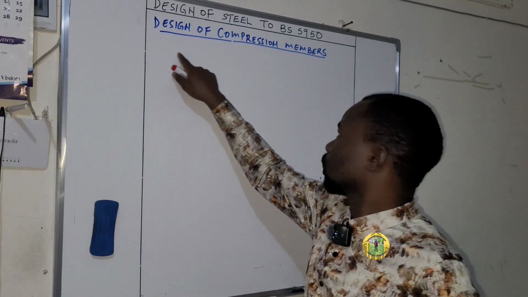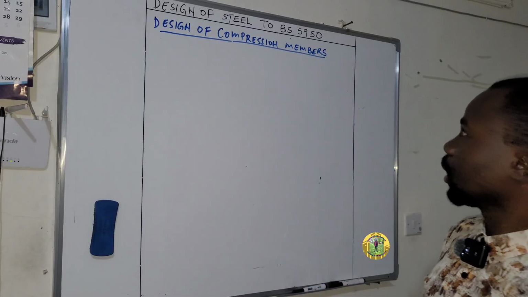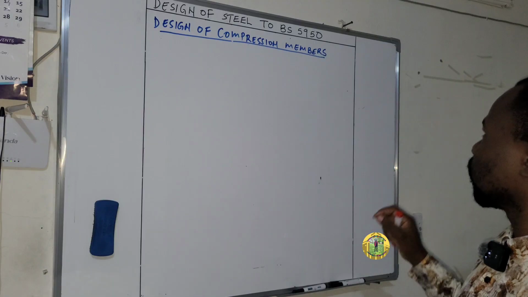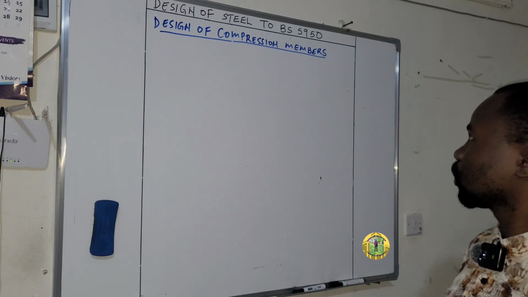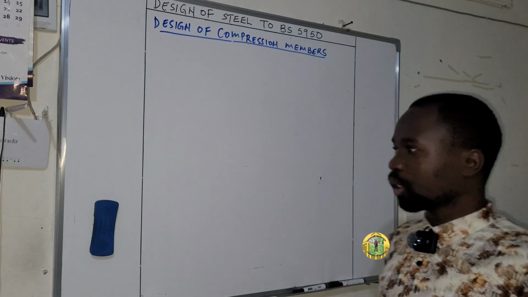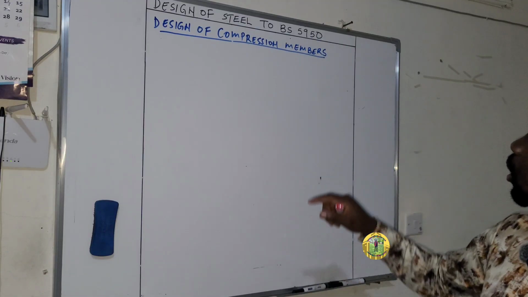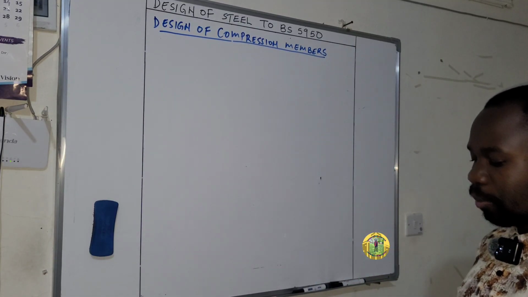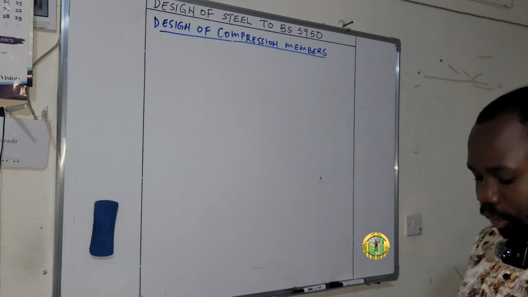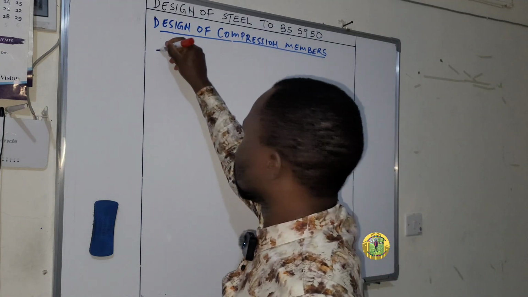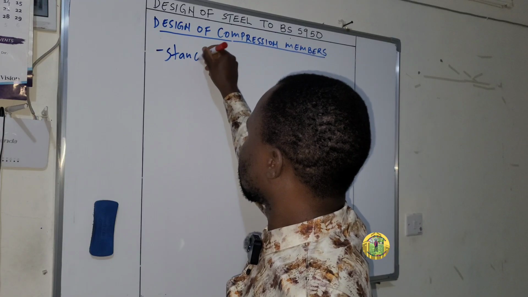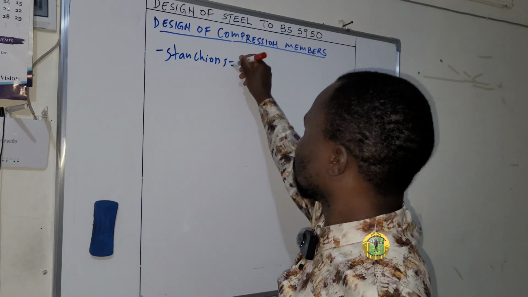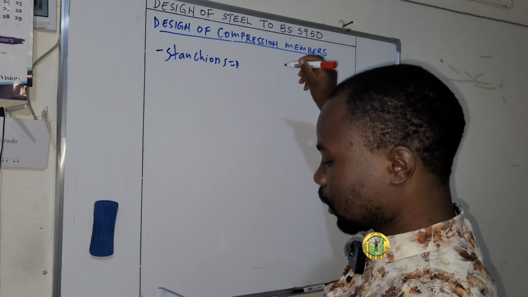So today I want to start the design of compression member, and this is the design of steel to BS 5950. I want to do the introduction, and after the introduction, I will tackle one example. When I'm talking about compression member, I'm talking about the stanchion. These are the steel compression members.